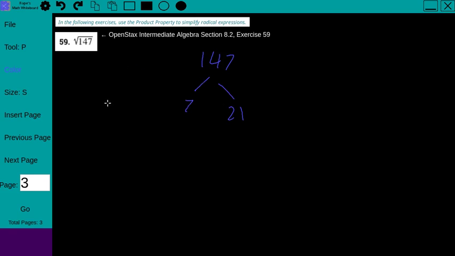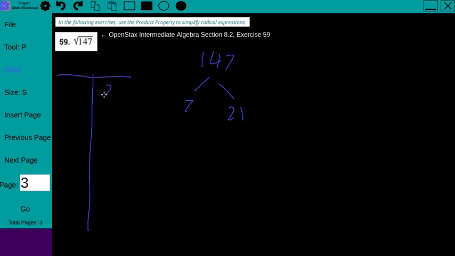The reason why is because the goal of this problem is to divide 147 by the largest perfect square that can possibly be pulled out of it. And in order to see that, we really need a list of perfect squares. So I'll go ahead and make a list of perfect squares now. I'm going to write this a little bit backwards, and you'll see why in a second.